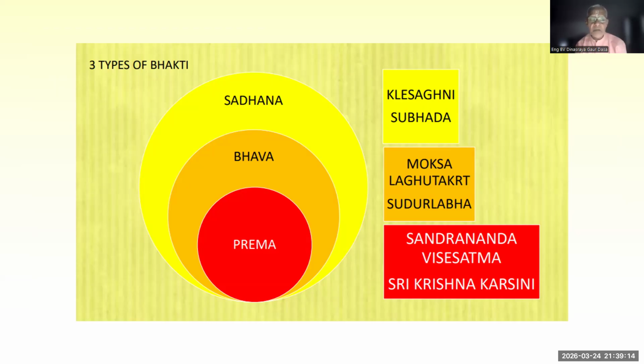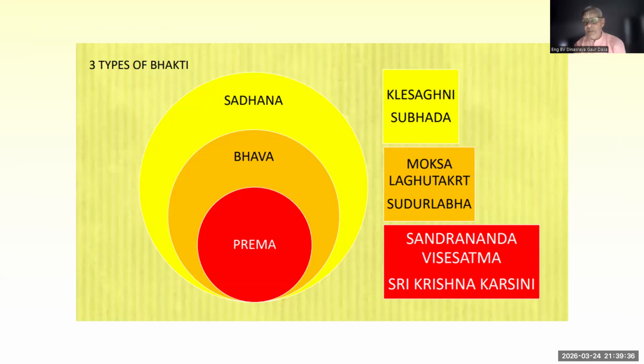A person who is in bhava bhakti doesn't bother or care for liberation at all. He wants to render eternally loving devotional service to Lord Krishna. But bhava bhakti, this stage, is sudurlabha. And Krishna also doesn't want us to have this because we are contaminated. It is very, very difficult.